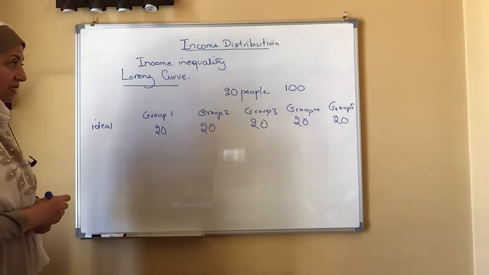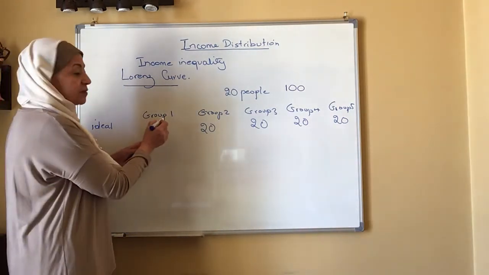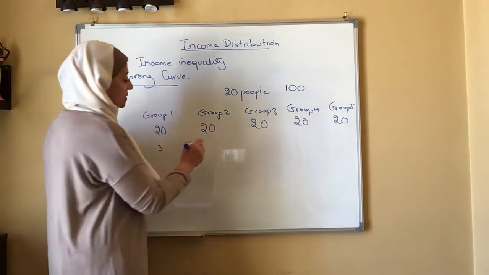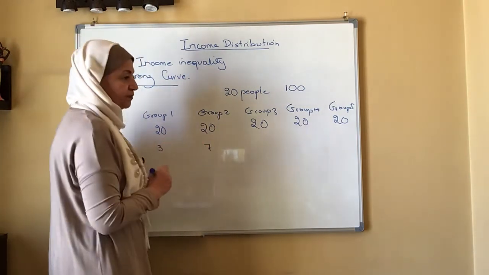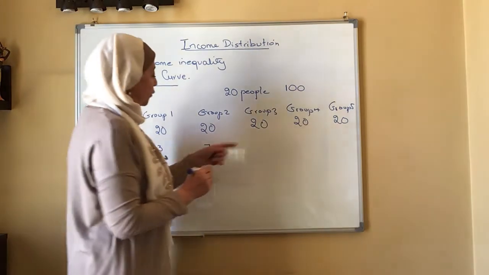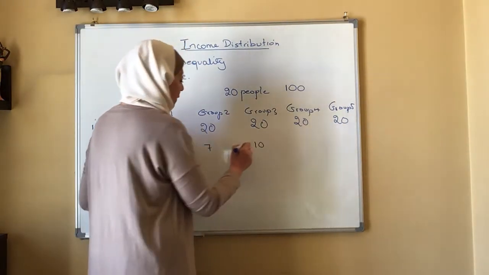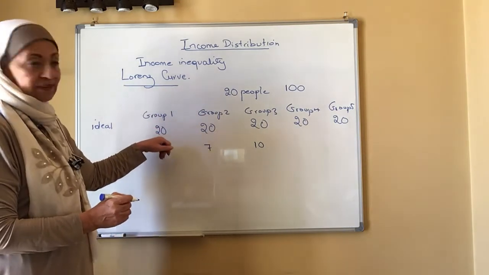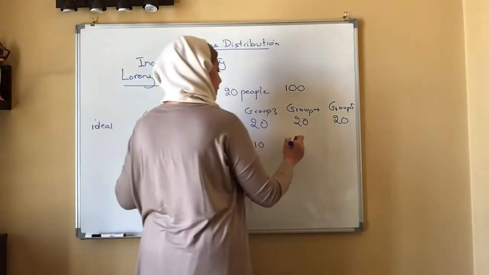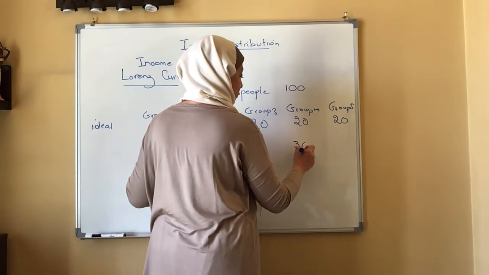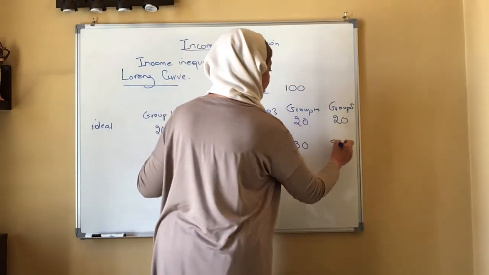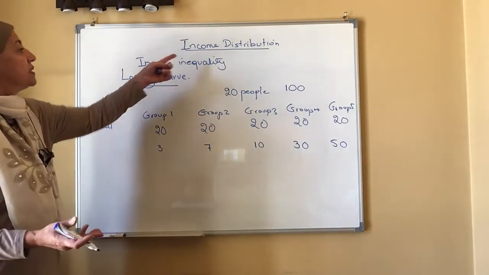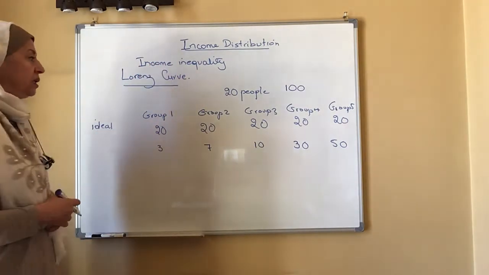Whereas in reality, sometimes this group gets only 3 and the next gets 7. The third gets 10. Together, the first 3 groups are getting only 20. Here they get, let's say, 30, which becomes 50 and 50. So is this an equal distribution? No, this is income inequality.